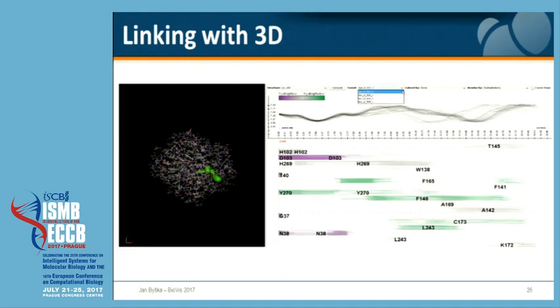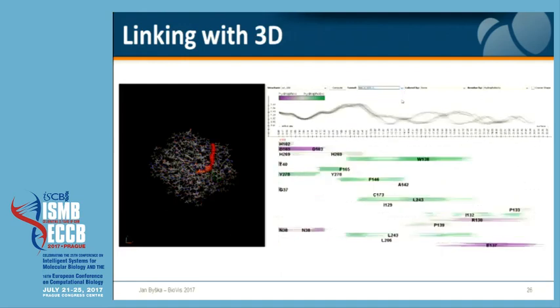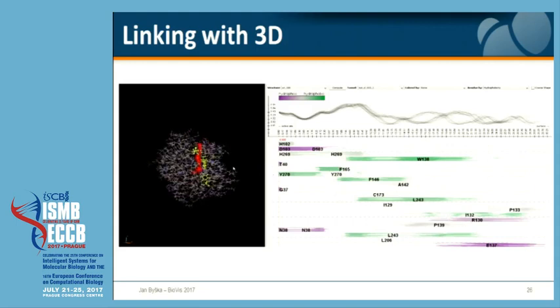The view is also interactively linked with the 3D view. So here, for instance, you can see that the biochemist can click on individual amino acids, and these amino acids are highlighted in the 3D, and they can then explore the spatial orientation with respect to the actual tunnel.